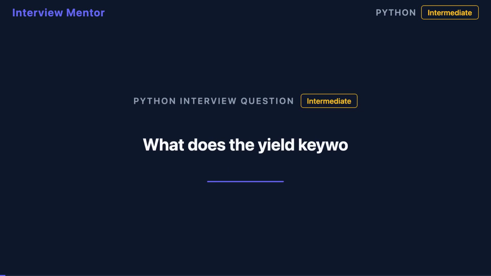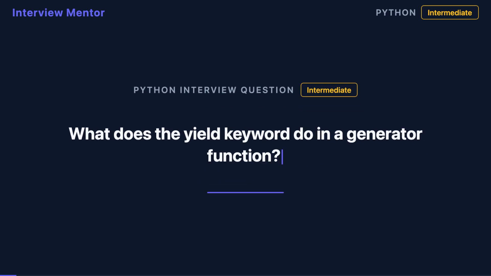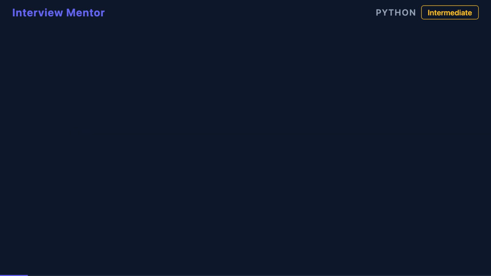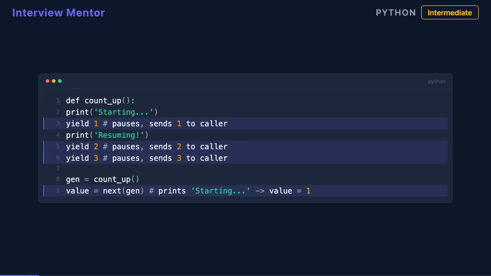What if a function could pause mid-execution, hand you a value, and resume later? Meet yield. When Python hits a yield statement inside a generator function, the function immediately pauses and sends a value back to the caller. This is fundamentally different from return. Return exits the function permanently, but yield only suspends it.